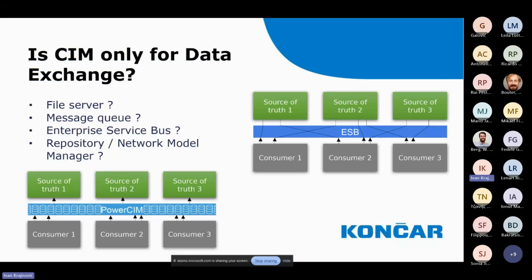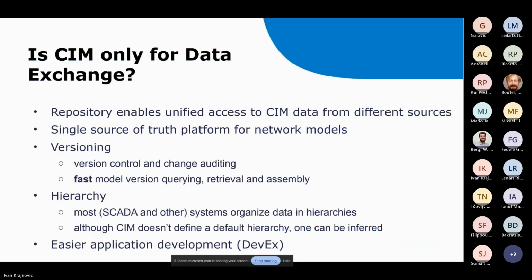So this is a reason why we think we need a network model manager, and we're obviously not the only ones that have software like that. So yeah, as I said, it's a single source of truth platform for exchanging network models. You can have unified access to SIM data from various sources. You can do versioning, so you can have all the old versions of the model, which is really important, because if you want to have some historical calculation, you need to have all the historical models.